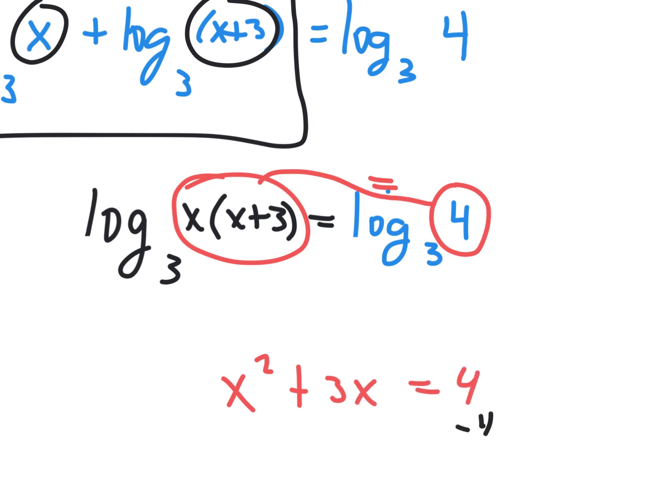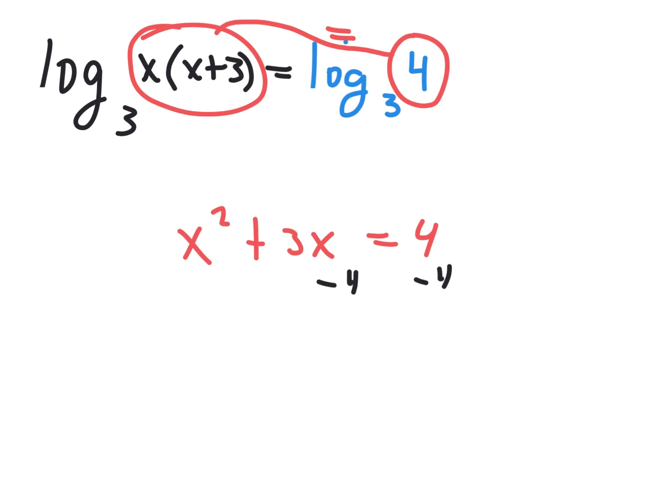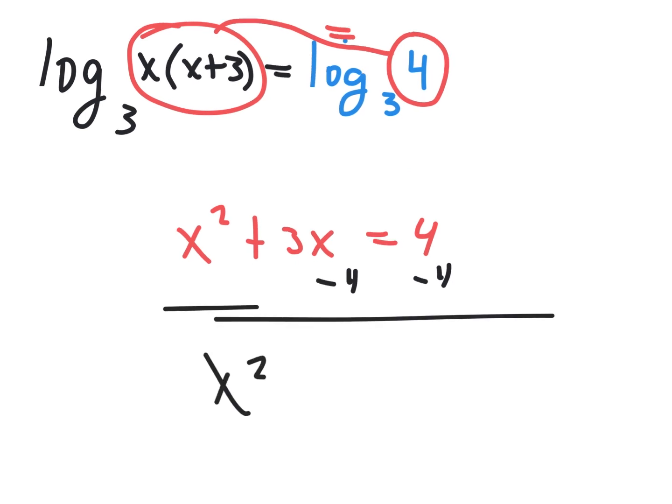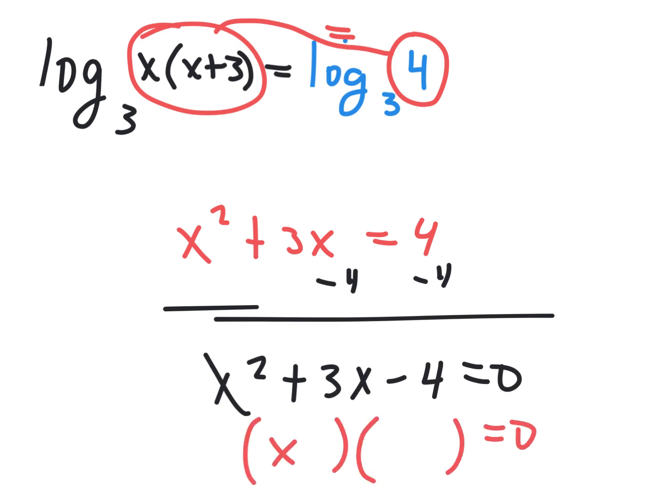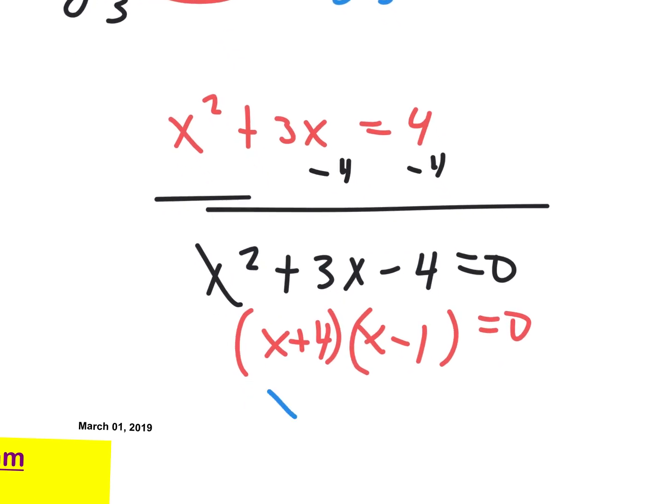Now I'm going to subtract 4 from both sides. x squared plus 3x minus 4 equals 0. And then it factors: x plus 4 and x minus 1, I think. Okay, and then I get two answers: x equals -4 and x equals 1.